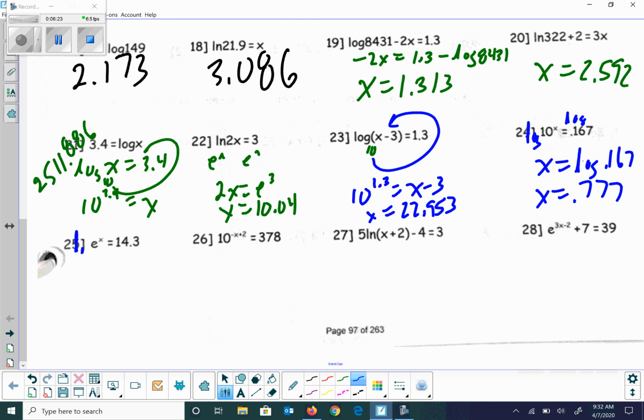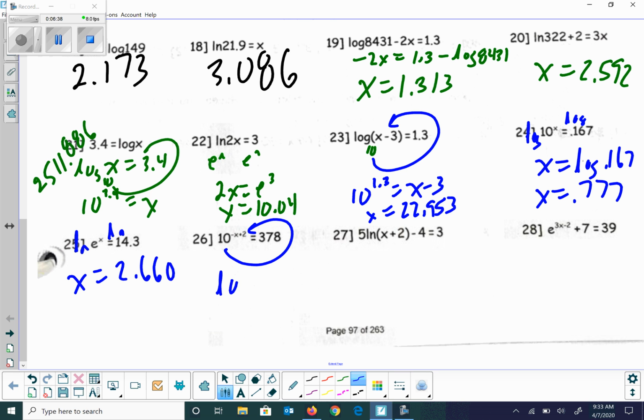Because it's e, I'm going to do natural log of both sides. So I'm going to get x equals natural log of 14.3, which is 2.660.